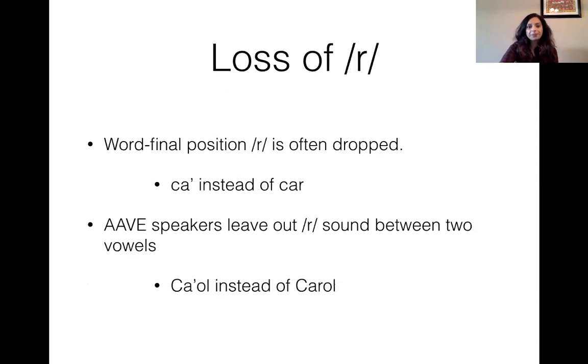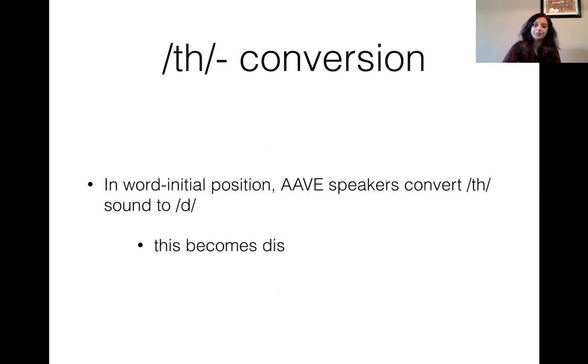Next is loss of R. So very often they drop the R at the end of the word, so they don't say car, they say ka. Or they leave out R between two vowel sounds. So instead of Carol, they say Cao, without the R, unlike Carol, right?